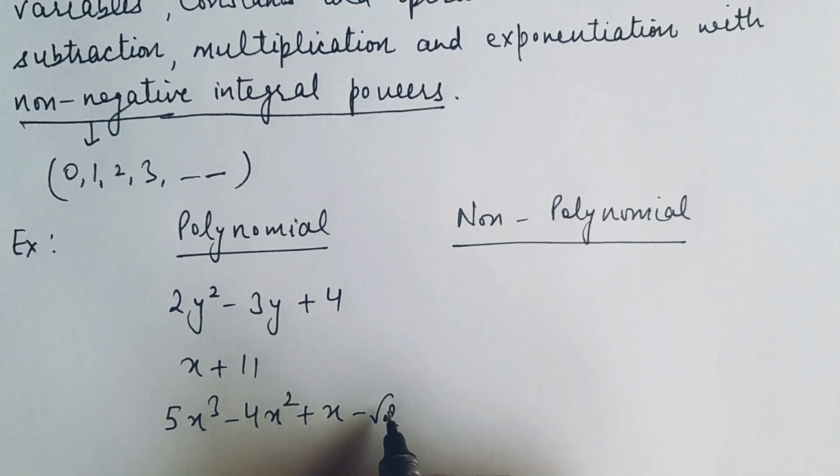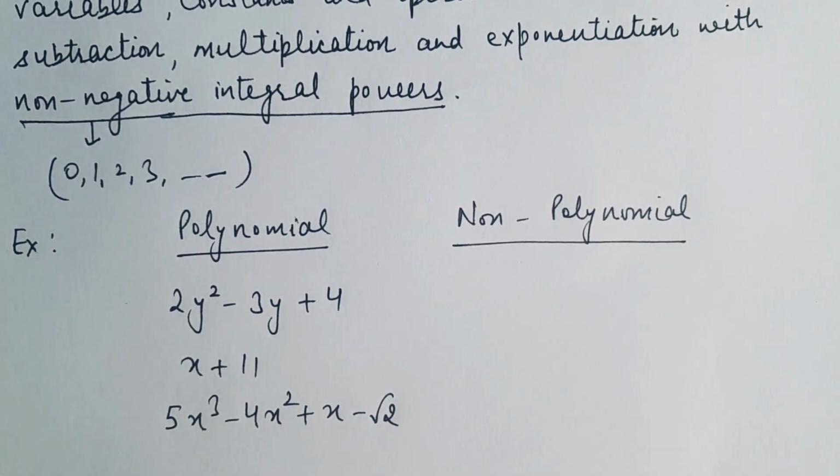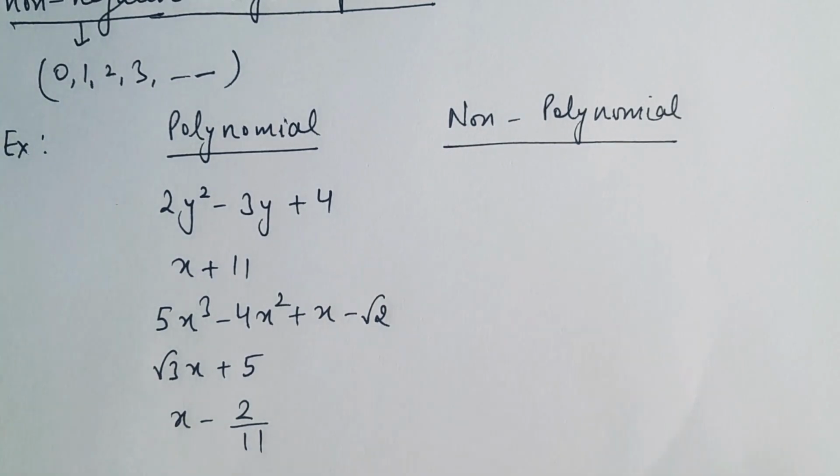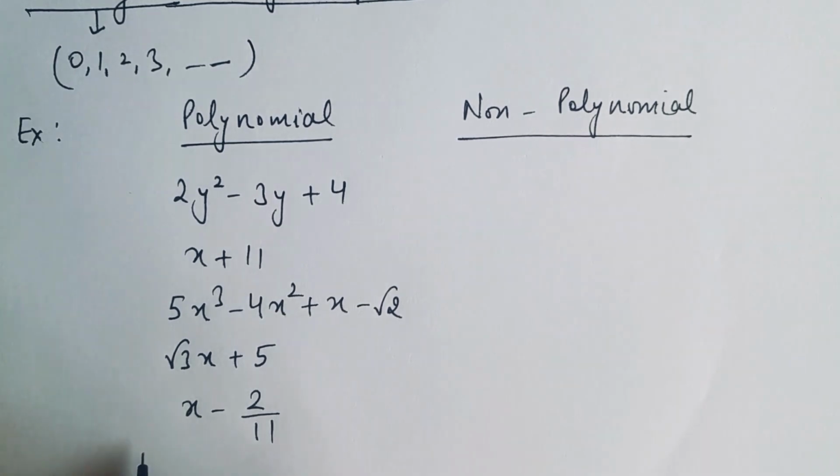Here you can see that this is root 2, but there is no variable here. It is a constant term, so it can be under the root. Power of the variable should be non-negative integers. Constants can be anything. They can be in fraction. They can be negative also. But the power of the variable should be non-negative integral power. Suppose root 3x plus 5. This is also a polynomial. If I write x minus 2 by 11, this is also a polynomial, because the power of the variable is not fractional. So all these examples are of polynomials.